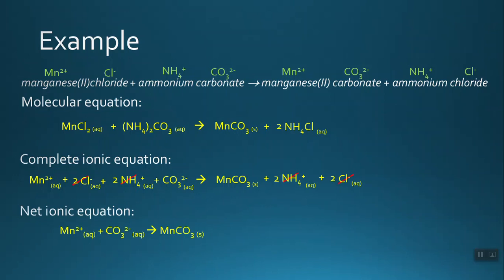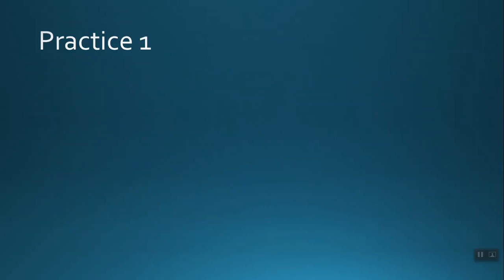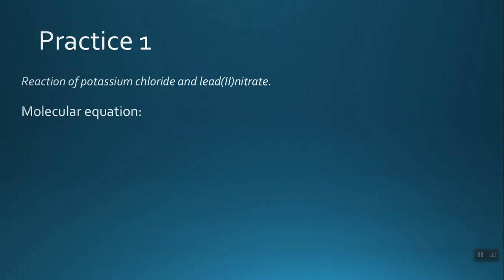If we look at our next example, we have the reaction of potassium chloride and lead 2 nitrate. In this one, I'm not telling you the product because I want you to practice predicting the product. If we write our reactants, and you can pause the video at any time, I want you to write the formulas for potassium chloride and lead 2 nitrate.